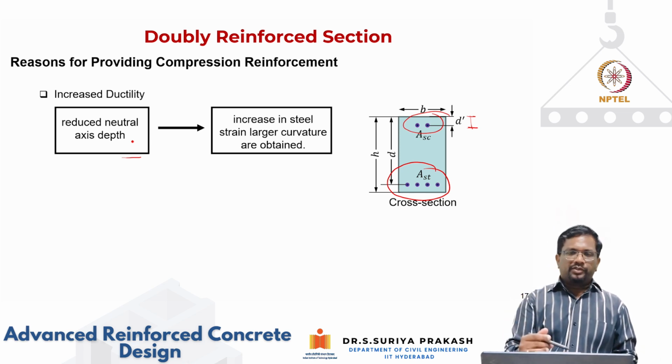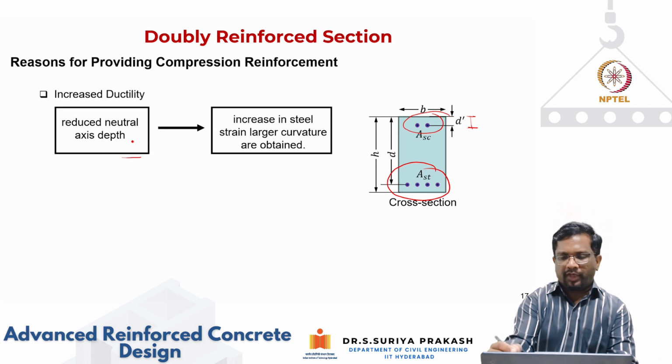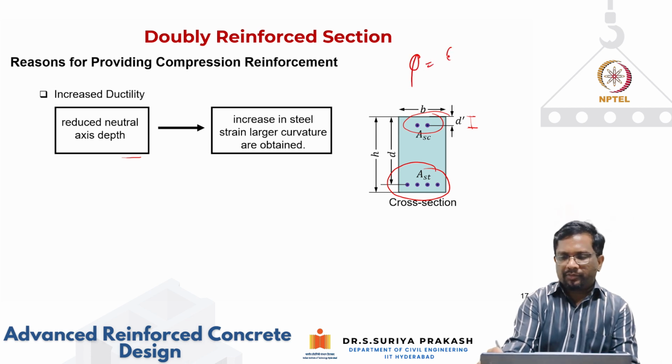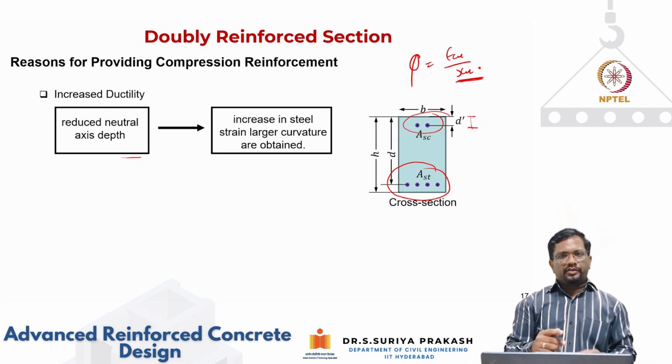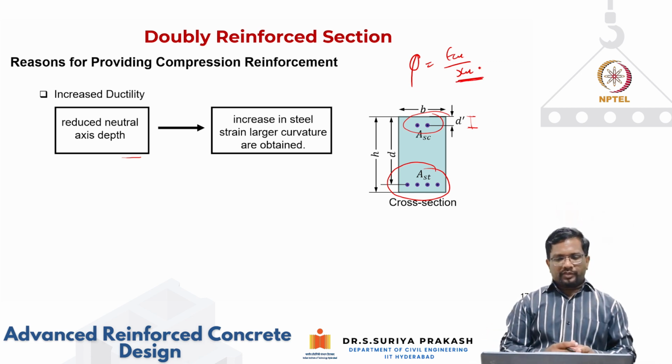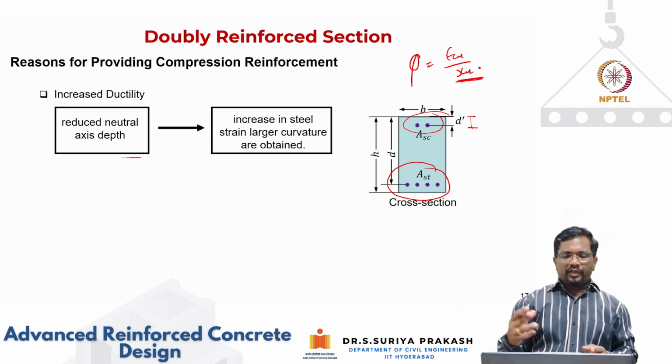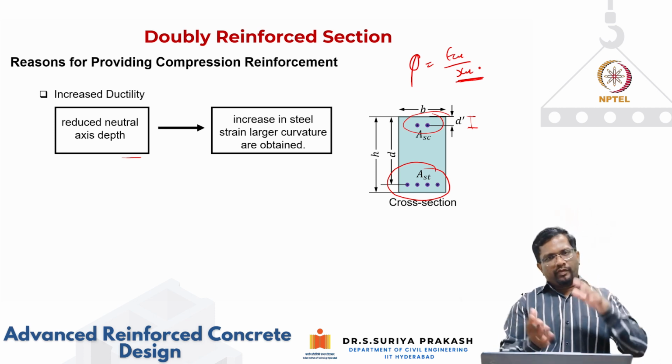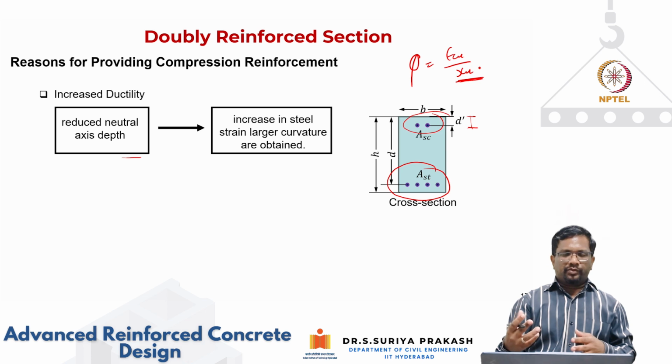Then when you have less neutral axis depth, because if you go back, curvature is nothing but epsilon cu by xu. That's what we have done. If your neutral axis depth is less, then you end up with more curvature at failure. So in this way, by adding compression steel, with less neutral axis depth, you can achieve the force equilibrium.